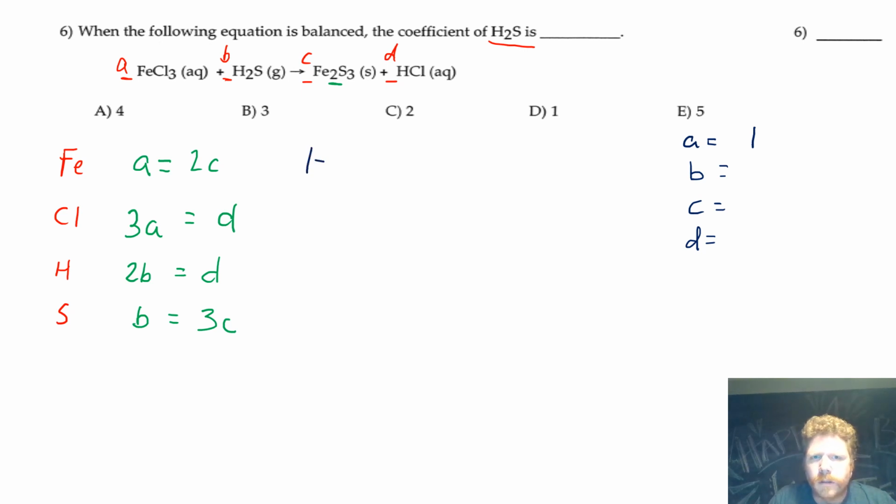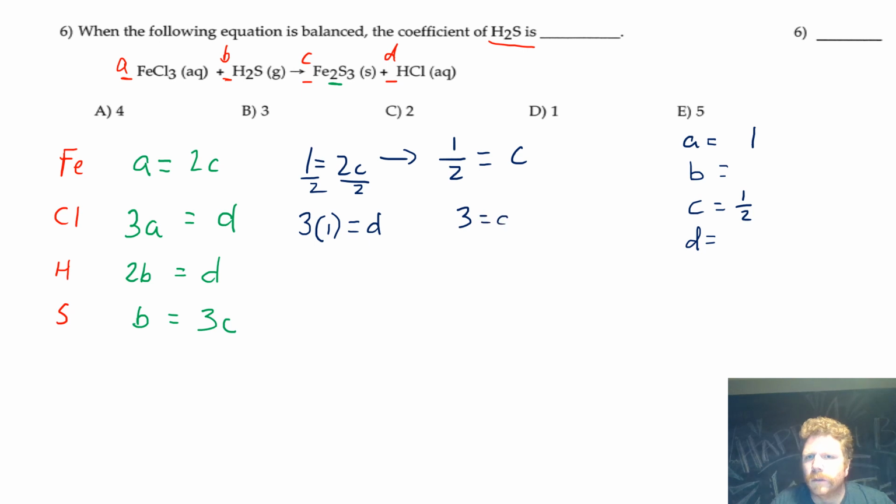So 1 is equal to 2C. Therefore, if I do the algebra, divide each side by 2, I'm left with 1 over 2 equal to C. So C is equal to 1/2. Okay, now I'm going to do the same thing for this next equation. So 3 times 1, which is my value for A, is equal to D. Now, that means that 3 equals D. So D is equal to 3.